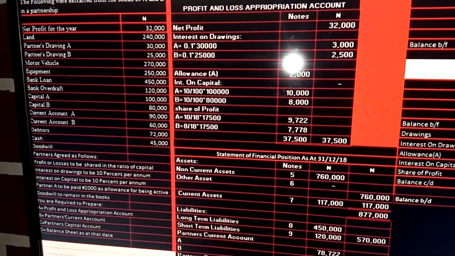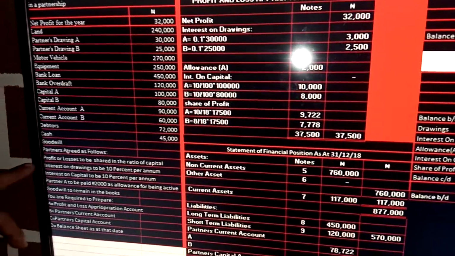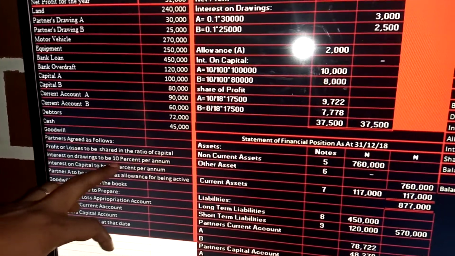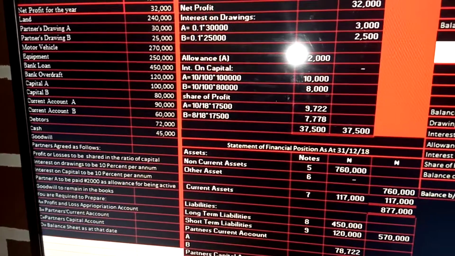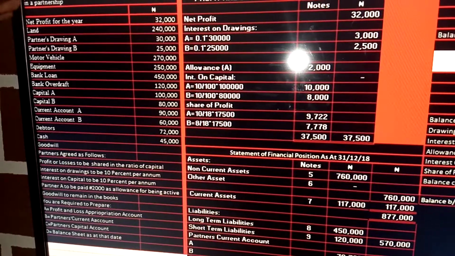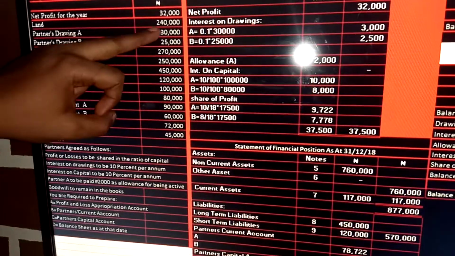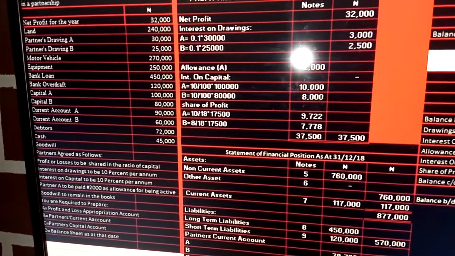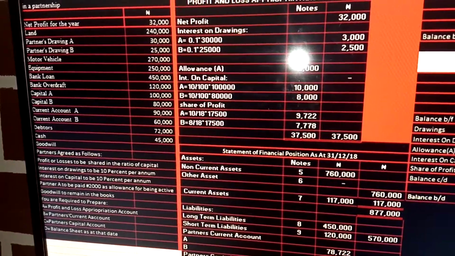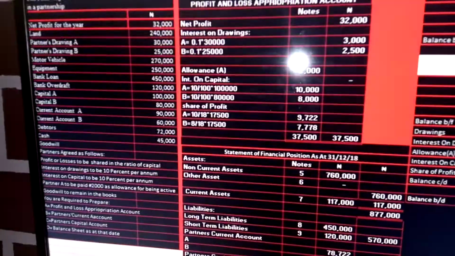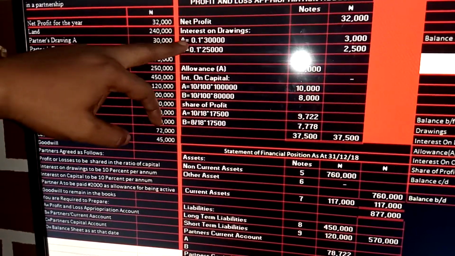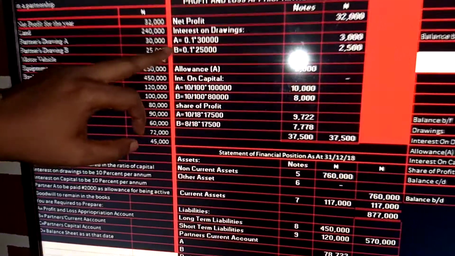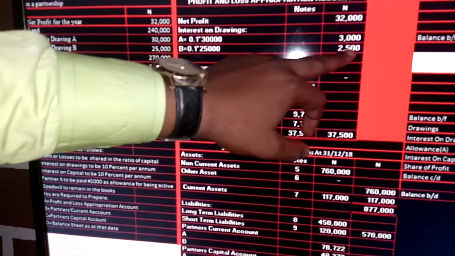Now, the question said the partners agreed that there should be interest on drawings to be 10% per annum. So what is the drawings of each partner? Partner A is 30,000, B is 25,000. The interest on the drawings is an income to the business. That's why it is added to the net profit. So, interest on drawings: A is 0.1 times 30,000, which is 3,000. B is 0.1 times 25,000, which is 2,500.